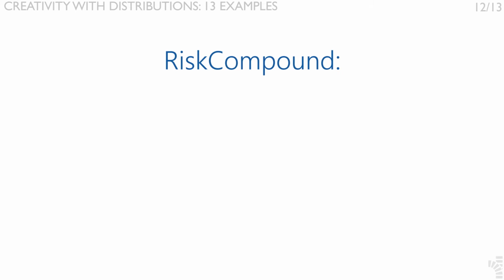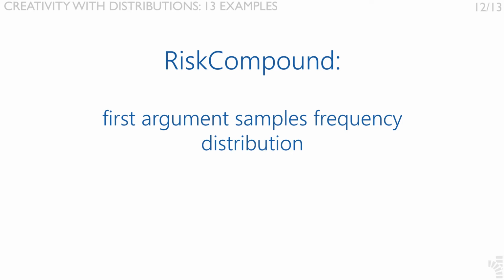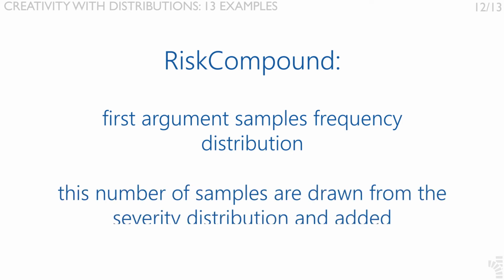RISKCOMPOUND is evaluated each iteration of a simulation. The first argument's value is calculated using a sample from the frequency distribution. Then this number of samples are drawn from the impact distribution and added together. This sum is the return value for the RISKCOMPOUND function.